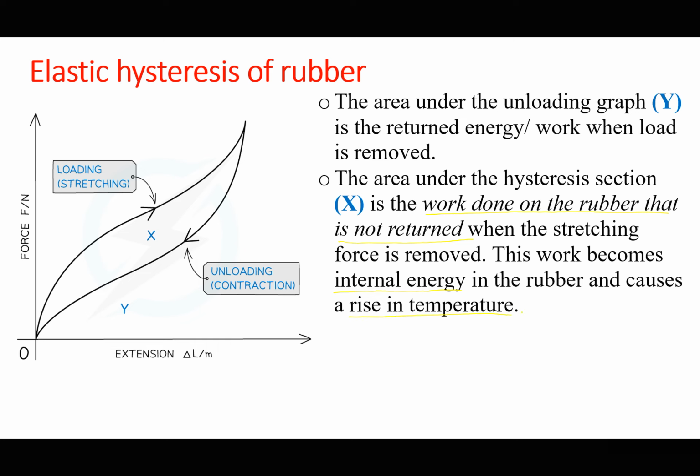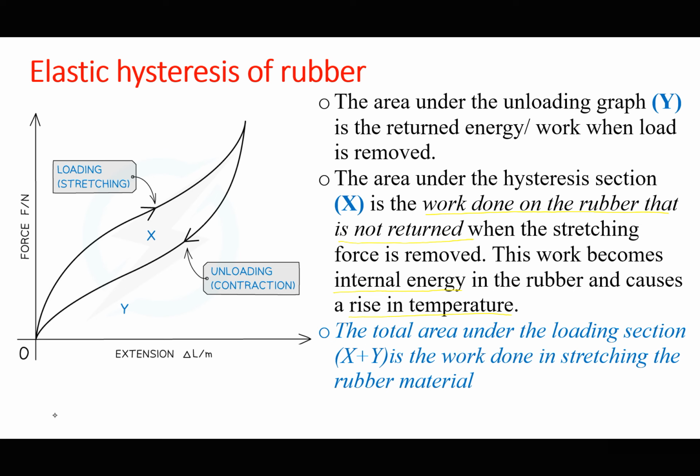If we want the total work done required to load the material up to the other point, then we would sum up those two. So the total area under the loading section, of course, when I talk about area, I'm referring to the area under the curve with the extension axis. If it is a graph of force against extension, or extension against force, it is always the area with the extension axis. So the total area under the loading section is the work done in stretching the rubber material. So that's what we call hysteresis.